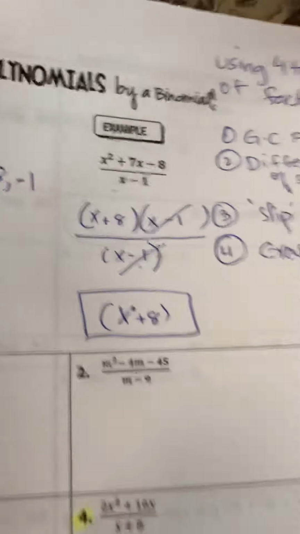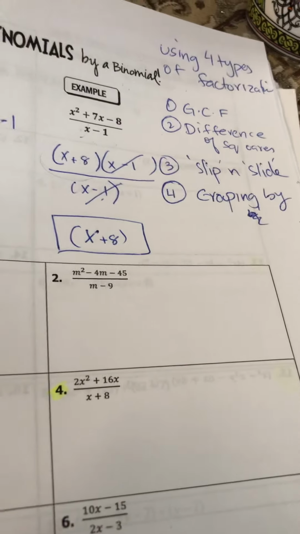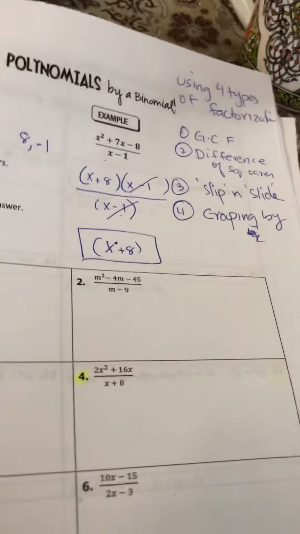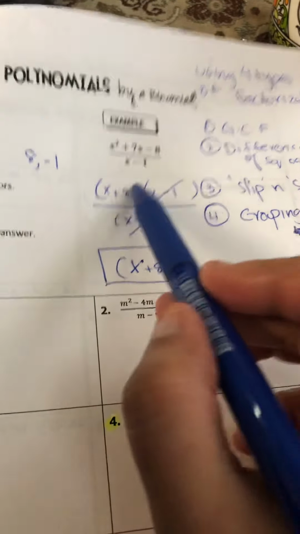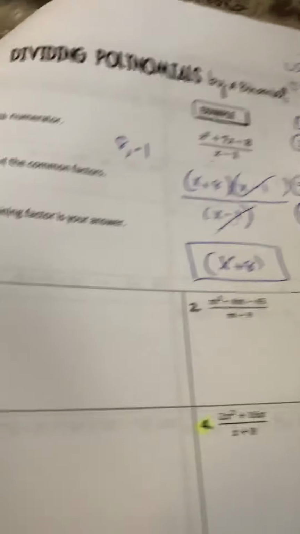So what we have to actually do is factor the numerator using any of the four factorization methods and then cancel the common factor. We can only cancel because there is no addition in between. If they were added, then we cannot cancel. Okay, let's do some more examples.